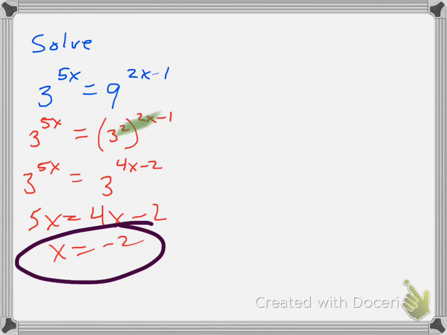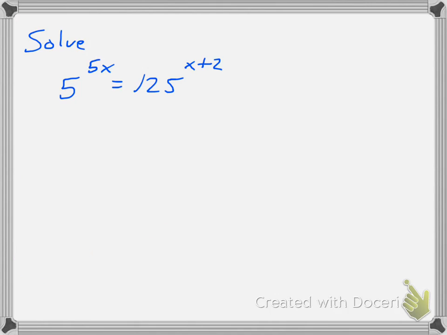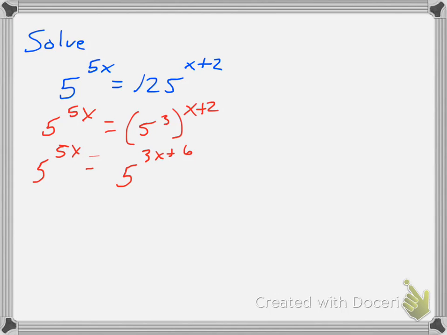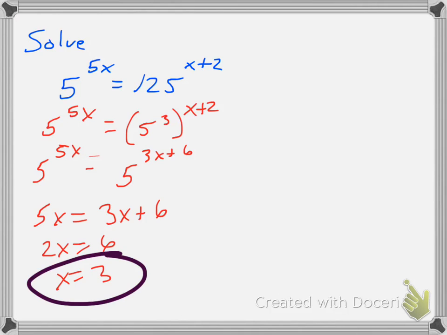Okay, let's try one that's more difficult. All right, it's not more difficult, but you try it anyway. Once you have the bases the same, you can ignore the bases and solve for x. X equals 3. Okay. Now let's try one that's more difficult. Any questions on that one?